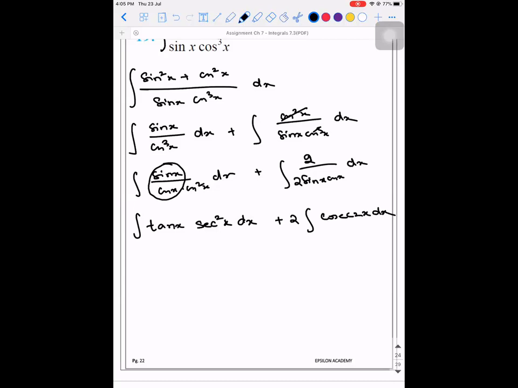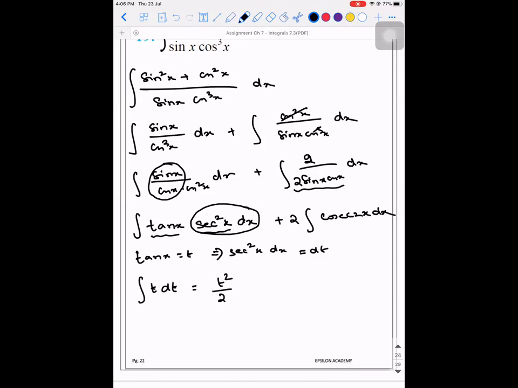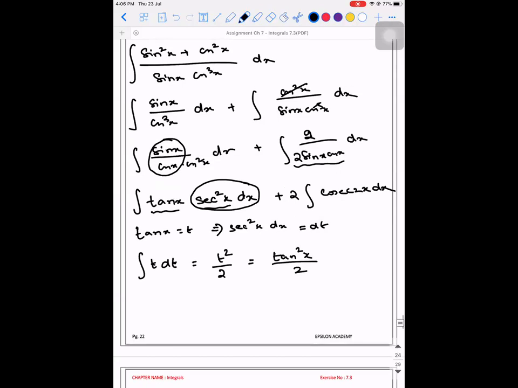Accepted? Because the denominator will become 2 sin x cos x, so 1 by sin 2x is nothing but cosecant 2x. Here, if you observe tan x and secant square x, take tan x as t, then secant square x dx is dt. So integral of t dt is t square by 2, that is tan square x by 2.